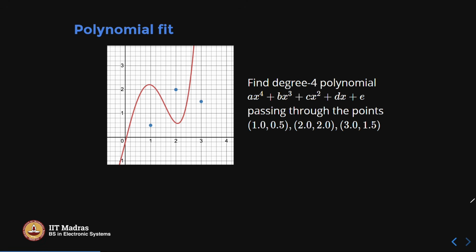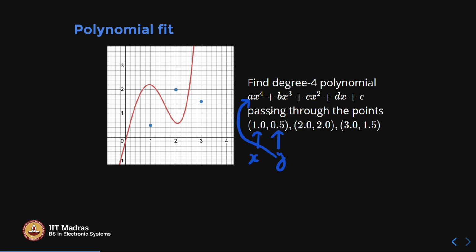I want it to pass through these points, as in, if x equals 1, what should ax^4 + bx^3 + cx^2 + dx + e be? That expression should evaluate to 0.5. If I put x equals 1, I should get y equals 0.5, right? So that's what should happen. If this were x, this has to be y, and this y is this guy.